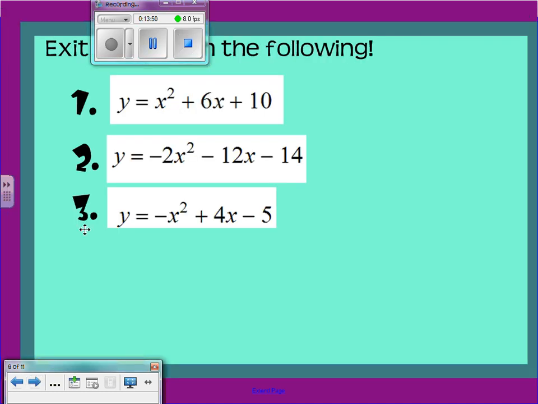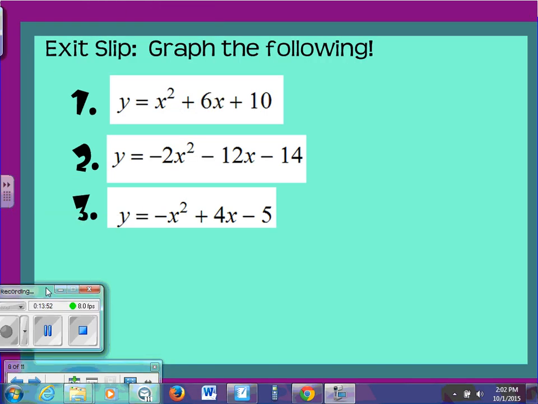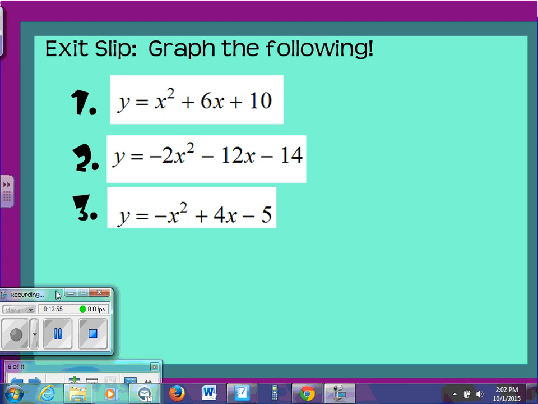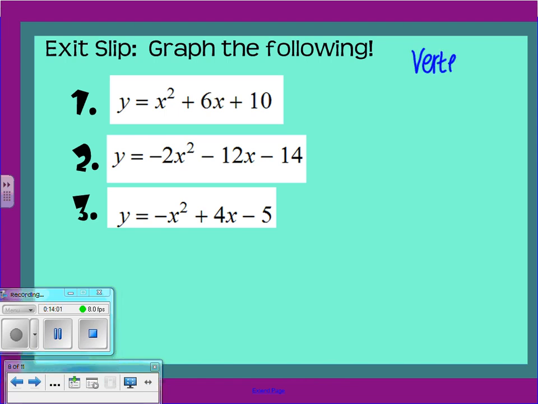All right, you guys, here is your exit slip. Please go ahead and graph both of these. I would like for you to make sure that you're listing out the vertex. And if you could please also tell me if it's a minimum or a maximum.